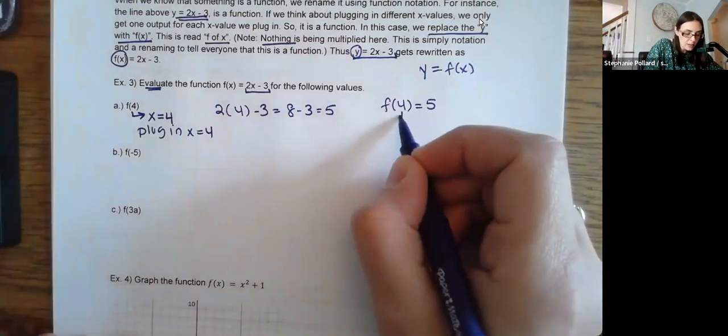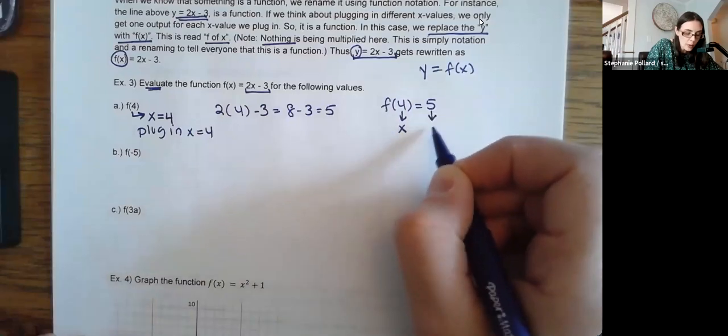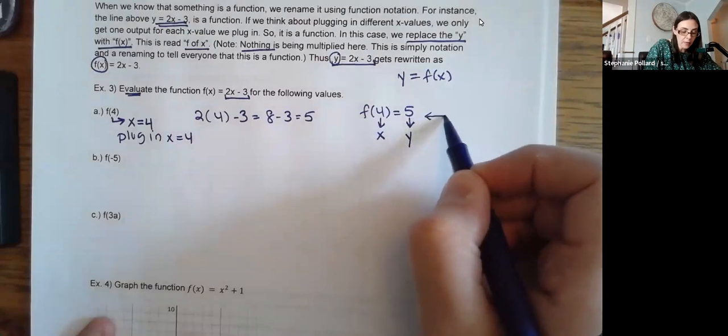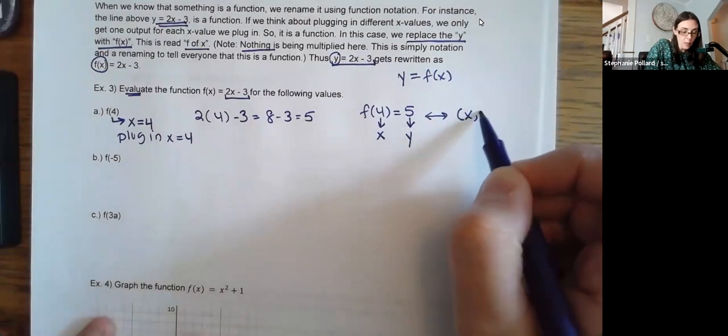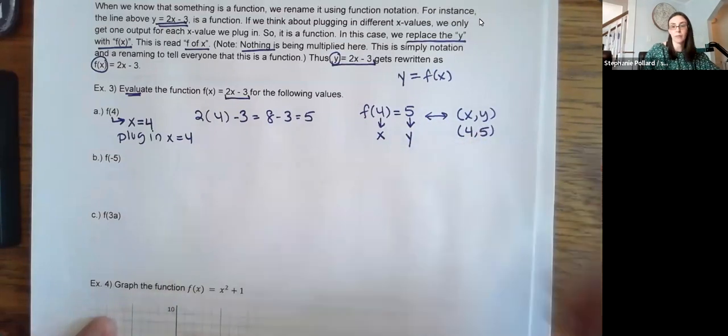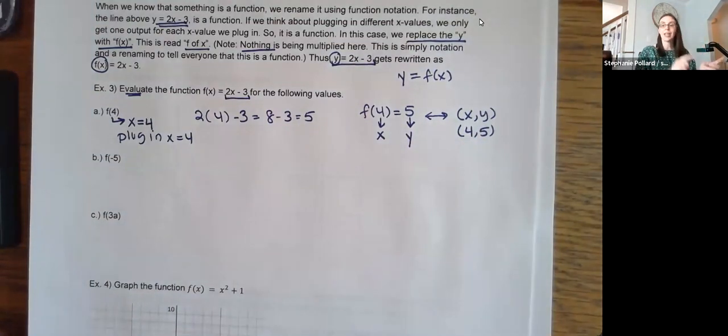Now, this here is your x value. This output is your y value. So this is actually the same thing as having a set of points, x comma y. In this case, it would be 4 comma 5. So function notation and points are interchangeable. It's the same data, it's just written in different ways.